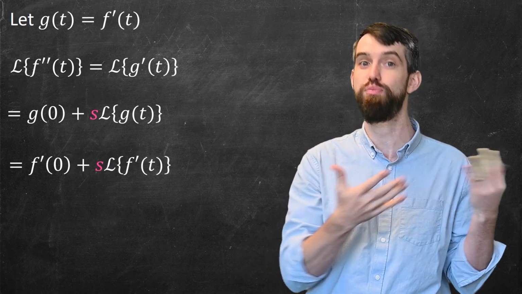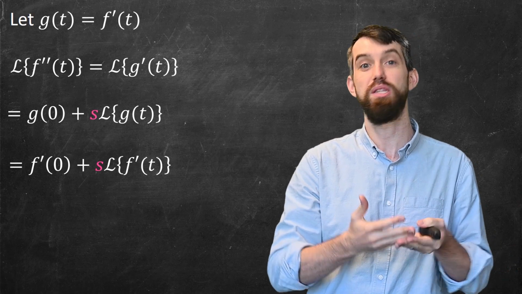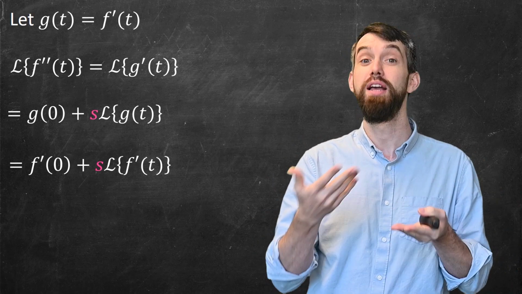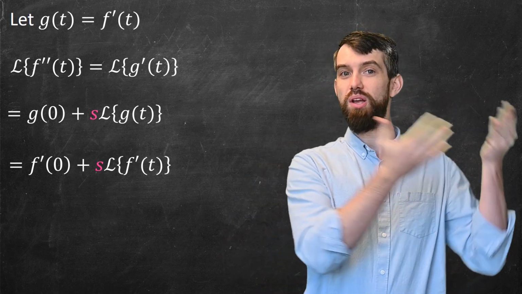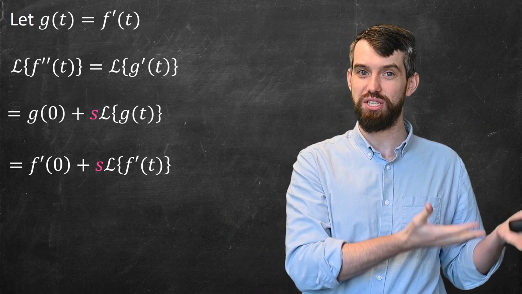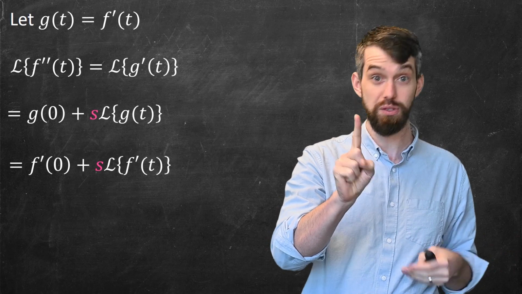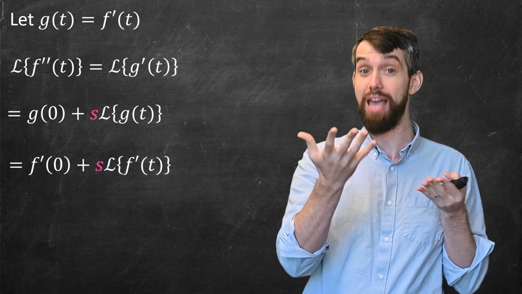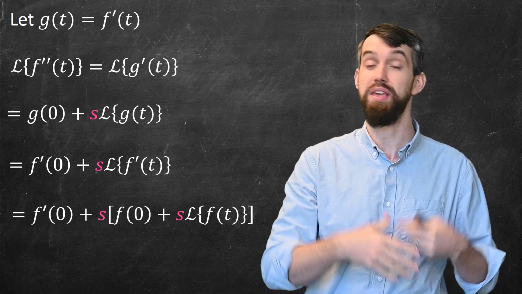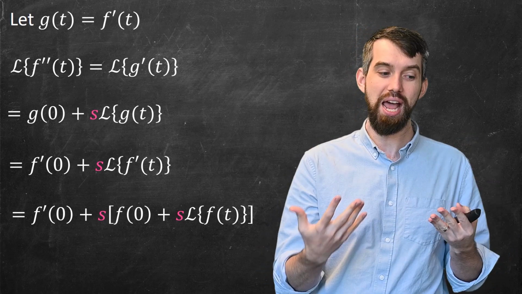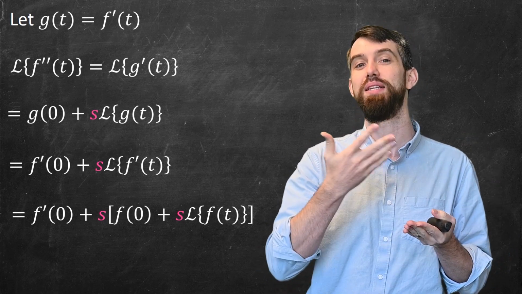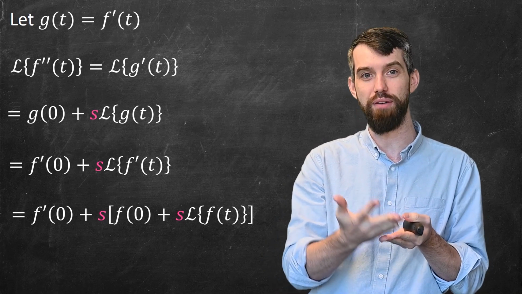So I'll rewrite this as f prime of 0, and then s times the Laplace transform of f prime of t. All right, but again, we can go back and we know how the Laplace transform applies on a single derivative. So I know how it applies on the f prime. So what do I get? Well, the f prime of 0 doesn't go anywhere, the s doesn't go anywhere, but inside I have another f of 0 plus an s times the Laplace transform of f.